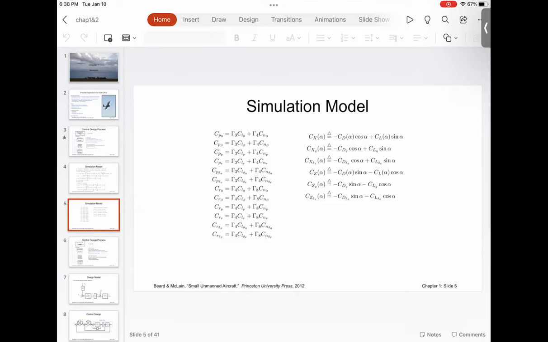So these are the different coefficients, and these coefficients are expressed in terms of some other coefficients, and it may look scary, but we don't program these. These are standard available for a particular aircraft configuration or a particular aileron configuration or a particular flight surface. You get all these coefficients. So we just grab those and use them in the program.